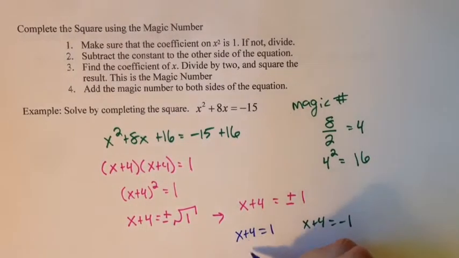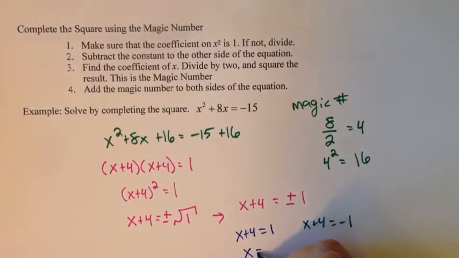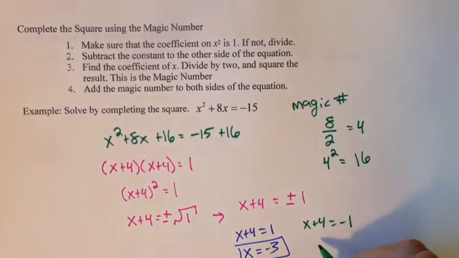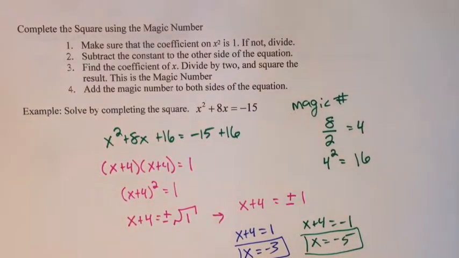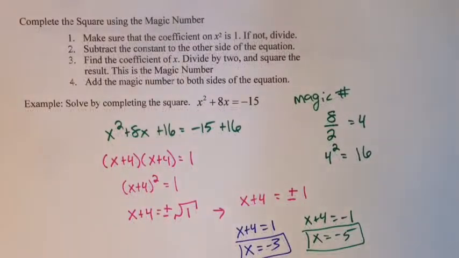When I subtract 4 from both sides, I get x equals negative 3. And here when I subtract 4 from both sides, I get x equals negative 5. Those are my two solutions to this equation, and I can always check that by plugging them back into the original equation.